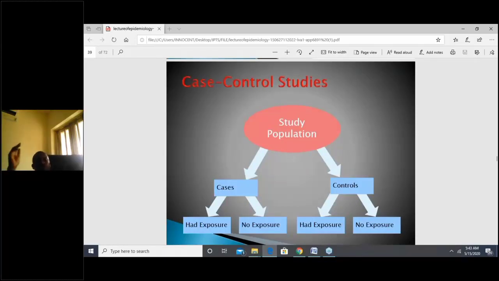So what will you do? Your case, they had exposure to pneumonia and they had the disease. Your control, they had exposure to pneumonia and they didn't have the disease. Then under the case, you have a group that had exposure and a group that didn't have exposure, okay? Under the control, you also have a group that had exposure and a group that didn't have exposure. That's if you want to break down your study. So after that, you move further.